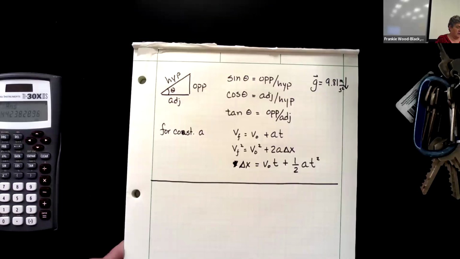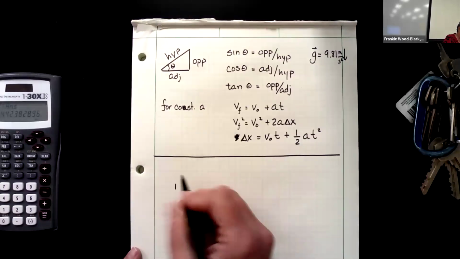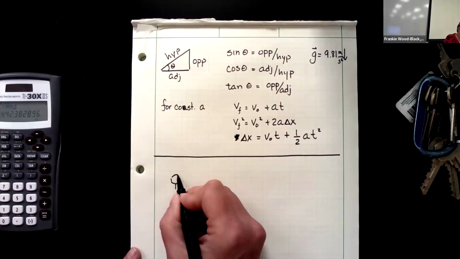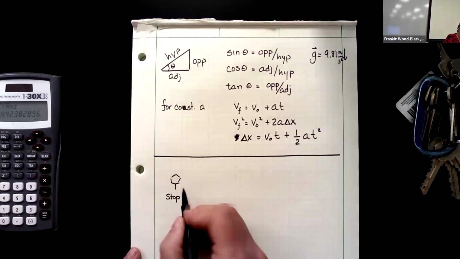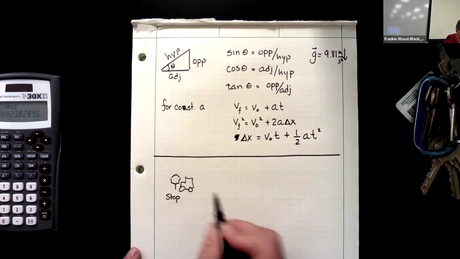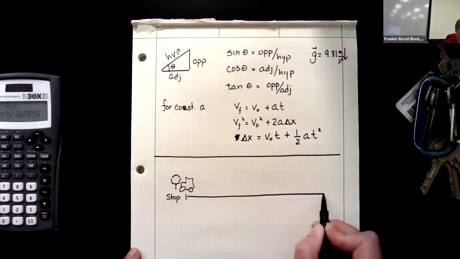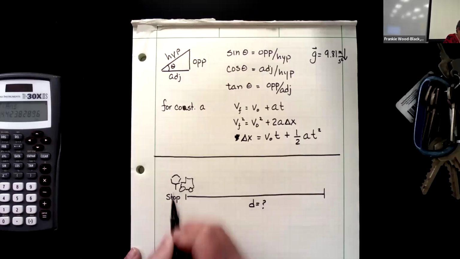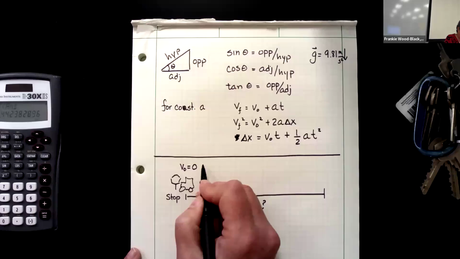All right, so let's look at a different problem. So I'm gonna start from a stop sign. So we're starting from a stop sign. And we've got our little car here that's going. And we're going to go down a distance d. We're going to start with our initial velocity equal to 0 if I'm starting at a stop sign.